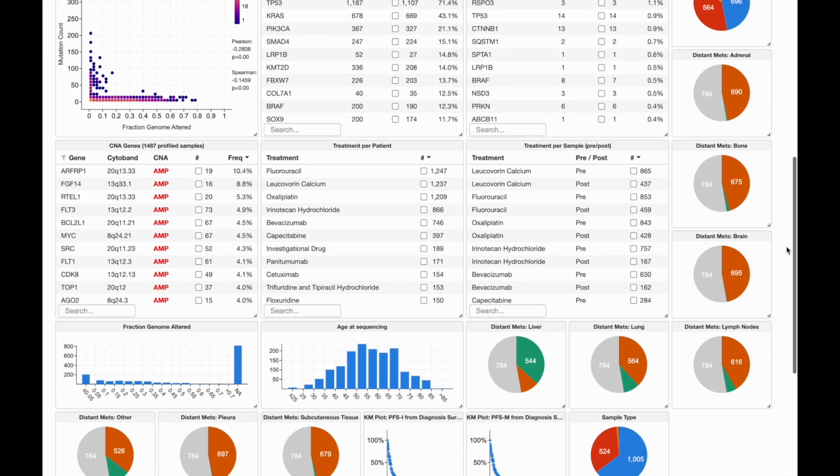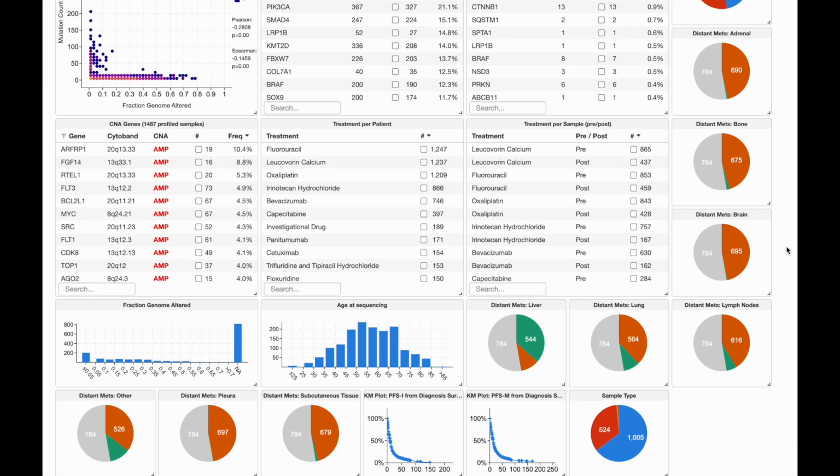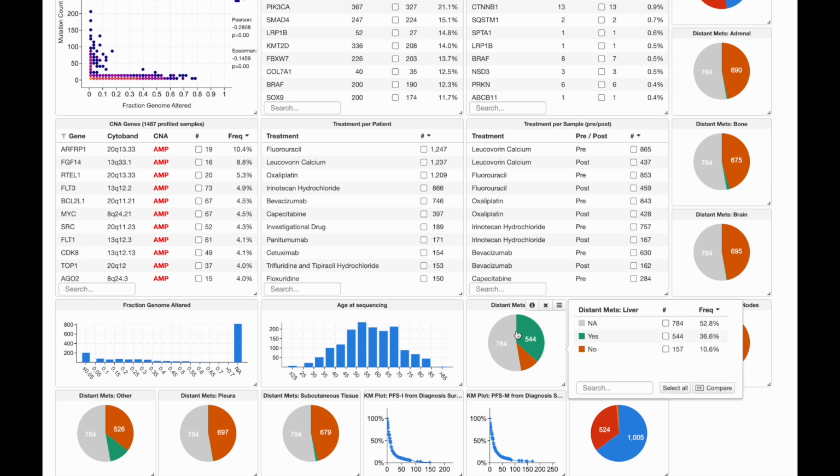Continuing along, we have a number of charts indicating whether or not the patient had a metastasis in a specific location at the time of diagnosis. So for example, 36% of this cohort had a liver metastasis at diagnosis. Now, these metastatic fields are specific to diagnosis, so they're only populated for patients that were diagnosed at stage 4. Anyone diagnosed at an earlier stage falls into this NA category.